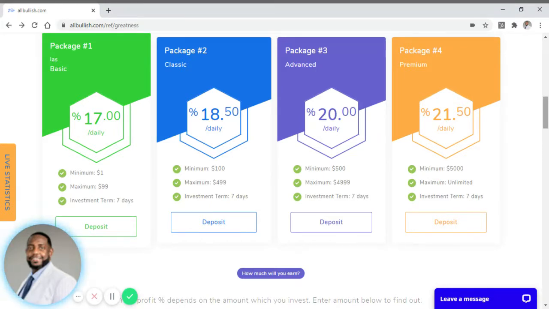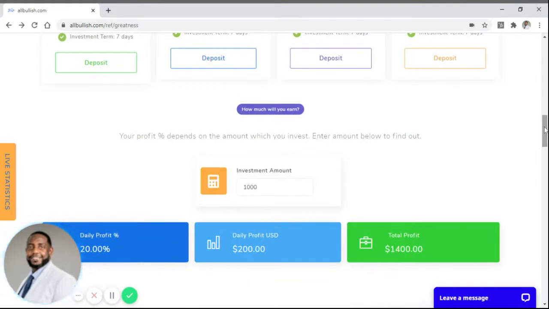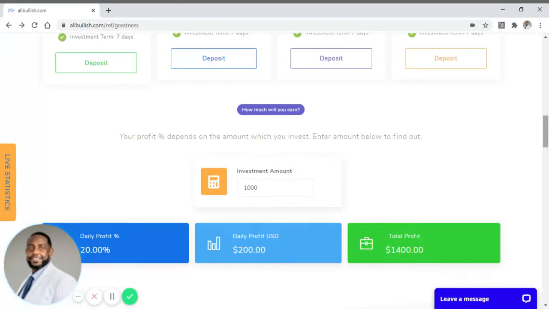Each one of the packages pays a term of 7 days. So they pay you out that amount for 7 days. Now, this is not one of the programs where they return your principal plus your principal, but what they do is during the daily payments, you get paid your principal back with your profit. So your daily profit that you're paid every day.